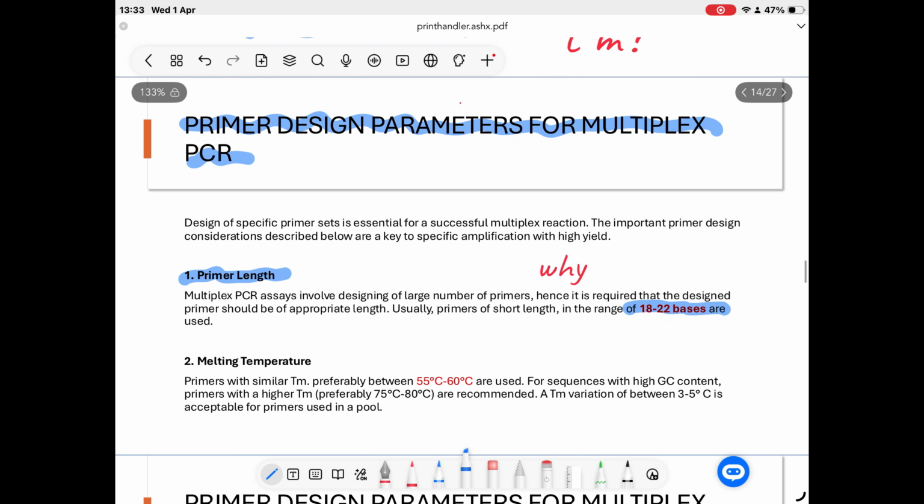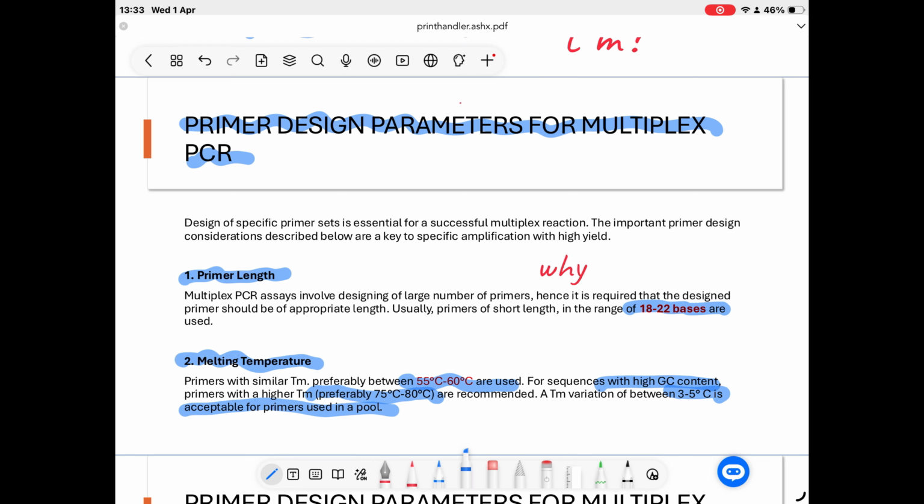Parameter 2 is the melting temperature, or Tm. It advises aiming for a similar Tm across the pool, preferably between 55 and 60 degrees. For sequences with high GC content, a higher Tm of 75 to 80 degrees is recommended. Crucially, it accepts a Tm variation of between 3 to 5 degrees for primers used in a single pool.